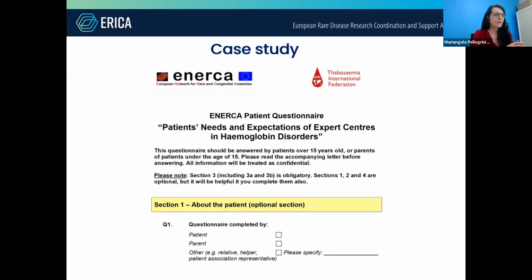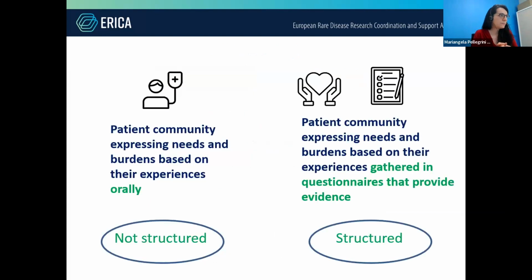With this example, I would like to show you what I've just declared: how to structure, from a subjective point of view on a treatment, on a disease, on personal quality of life, into evidence. The example came from a questionnaire that was shared some years ago within the project ENERCA, the pilot of the ERN EuroBloodNet, for rare hematological diseases, the ERN I belong to. It was to assess the patients' needs and expectations on expert healthcare providers, so centers for hemoglobin disorders. Next slide, please.